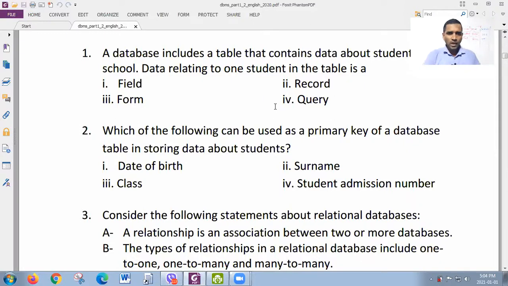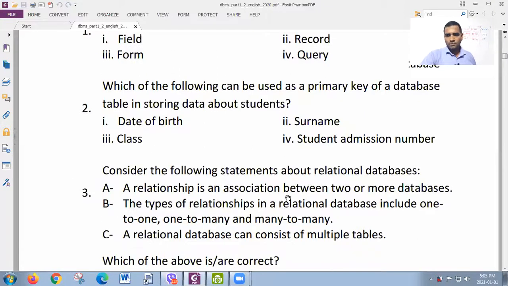sometimes we may add some irrelevant fields there, like subject number or maybe marks. If you add such things, definitely student number is repeated. So it may not be an appropriate question to be asked in an examination, importantly in a final examination, but still we can give that answer, right? So answer: student admission number. The others are not, because they definitely have duplications. Okay, so fourth answer.